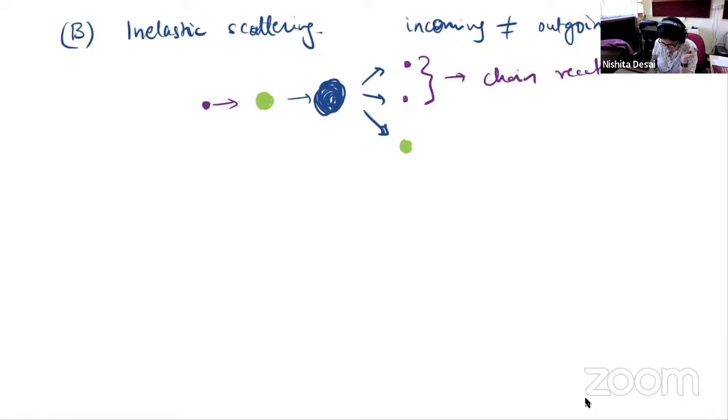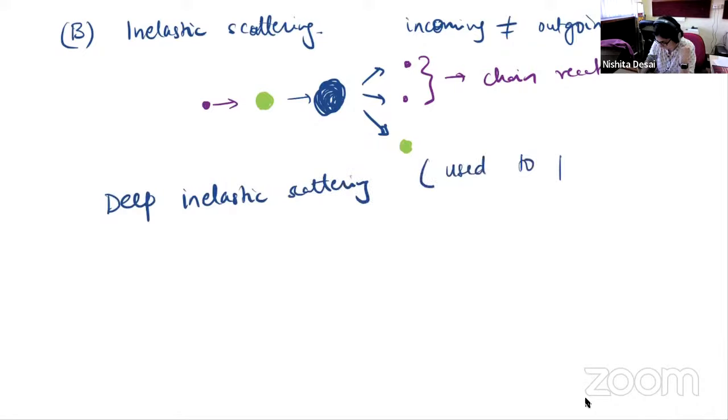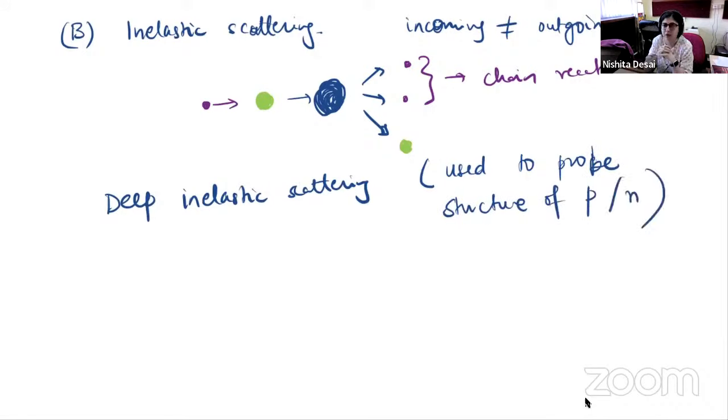Another kind of inelastic scattering that's very useful for particle physics is what is called deep inelastic scattering. This is used to probe the structure of the proton or the neutron. So it's used to probe the structure of some composite object and to break it apart into its constituent parts. That's the idea. The way it looks is something like this. So you have an electron that hits a proton.